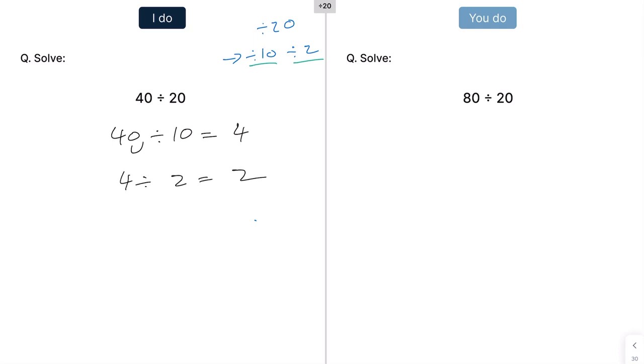So hopefully you can see why we did that. It makes our life a lot easier, because when you're dividing by 10, 100 or 1000, all you are doing is hopping the decimal. So we are doing 80 divided by 10. That gives us 8.0. Now we don't need to write 8.0, it's the same as writing 8, so I'm just going to write 8 here. And then I'm doing 8 divided by 2, and that is going to give me 4.